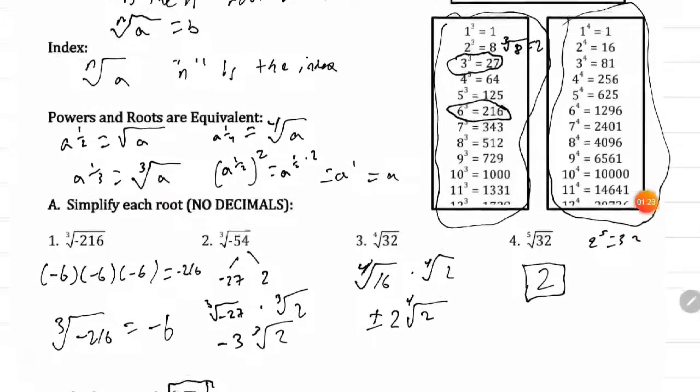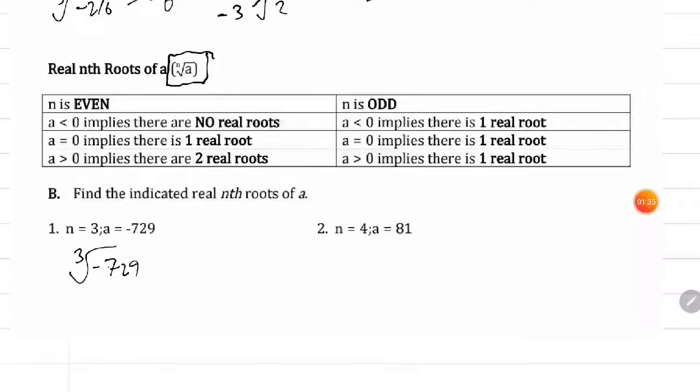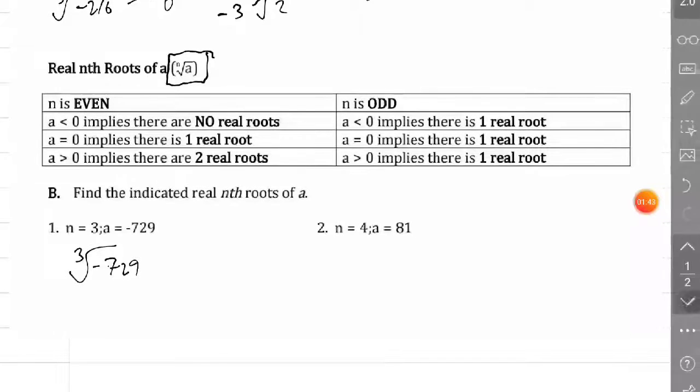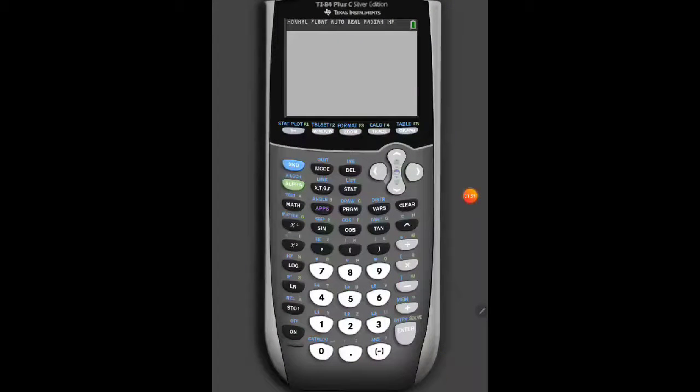Now, are we going to memorize this chart? No. We can use a calculator to help us do this. For example, if I look at a calculator... well, if you're using a graphing calculator, it'll be under math, and then you have the x root here, and it will let you type in the root. So, for example, third root of negative 729, boom.